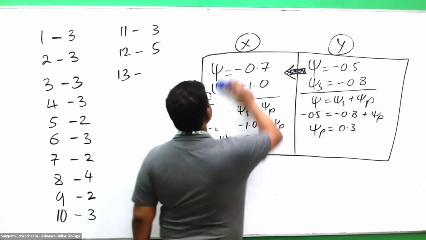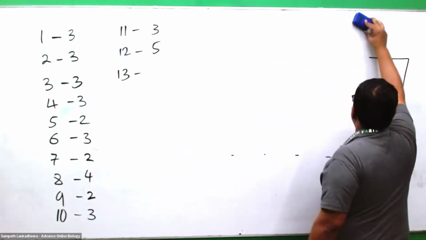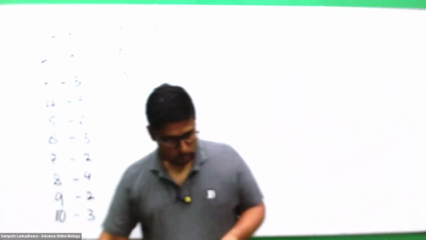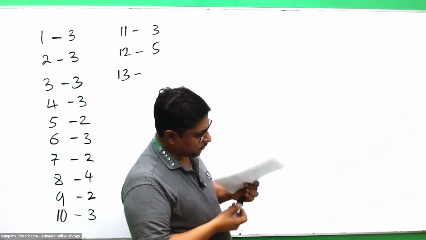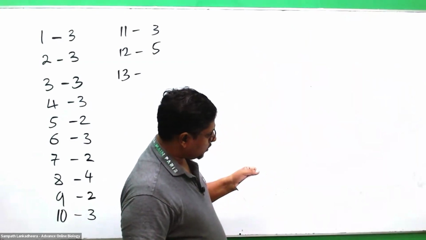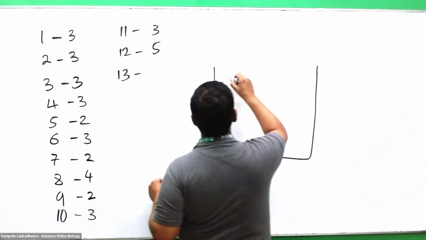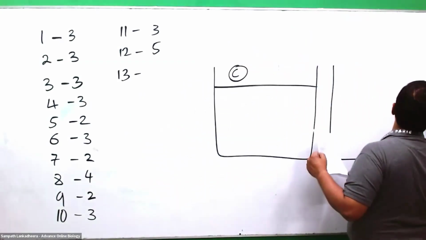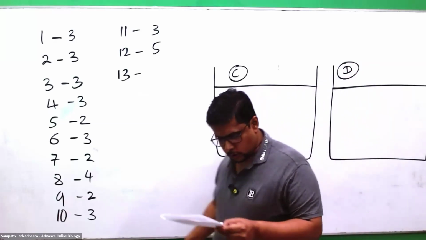Okay, let me erase this. So they say two samples of upper epidermis tissue of Tradescantia, different sucrose solutions C and D. So one sucrose solution is C, the other one is D sucrose solution.